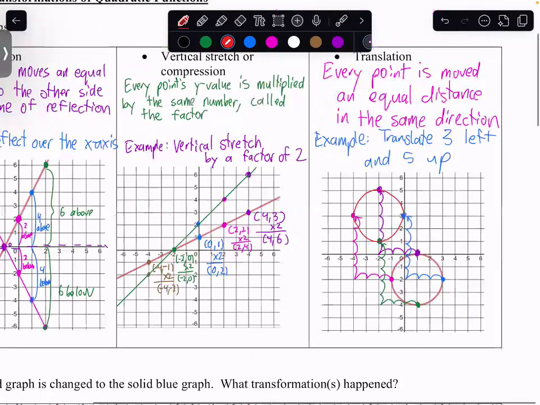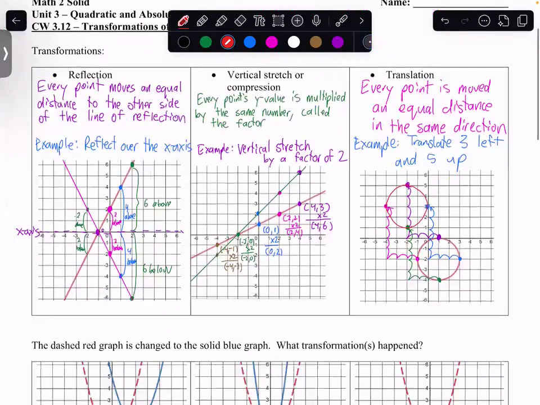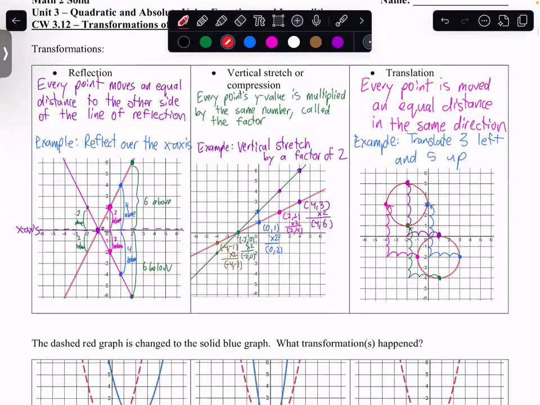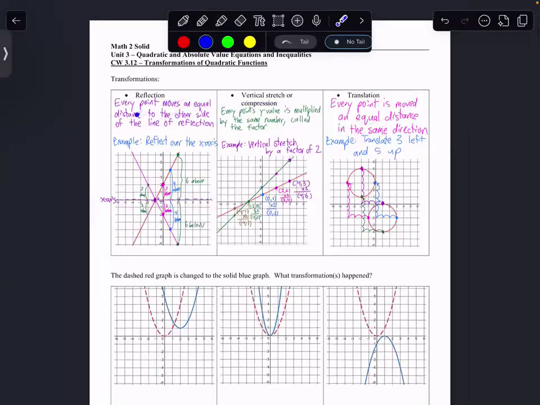Okay, so now you know how to change a graph, but let's try to identify what change happened when you're given both the starting and the ending versions. If you look at the 3 problems below, there are 2 graphs, right? There's the dashed red graph and then the solid blue graph. In all cases, you're starting with the dashed red one and you're trying to change it into the solid blue one. You're allowed to use any combination of the 3 transformations listed above.